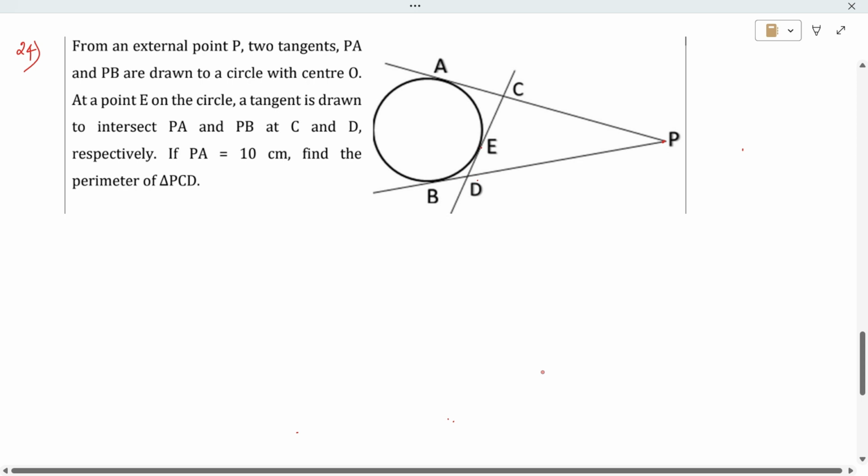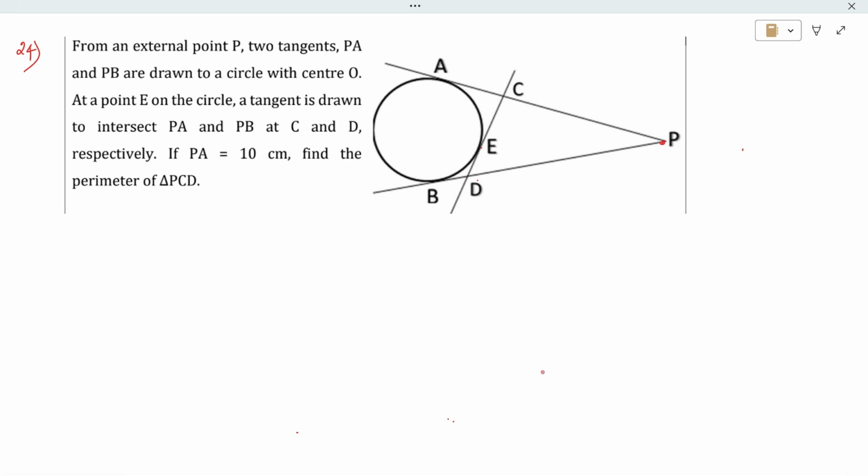Question number 24. From an external point P, two tangents PA and PB are drawn to a circle with center O. So I know the tangent from the external point to the point of contact on the circle is going to be equal in length, isn't it? So PA is equal to PB. Now, at a point E on the circle, another tangent is drawn to intersect PA at C and PB at D respectively. You can see these two points, isn't it? So now think of C is also an external point.